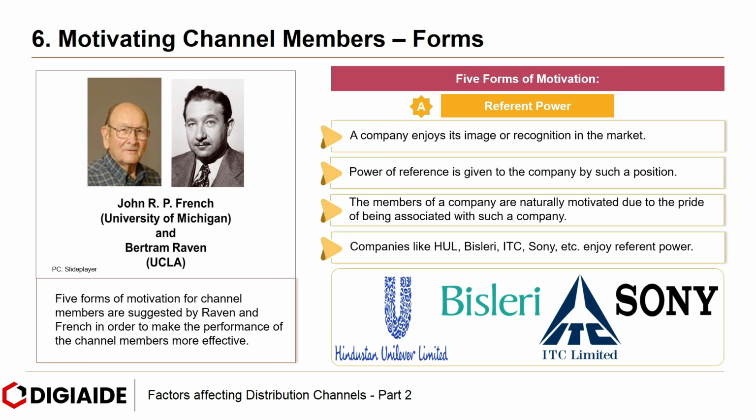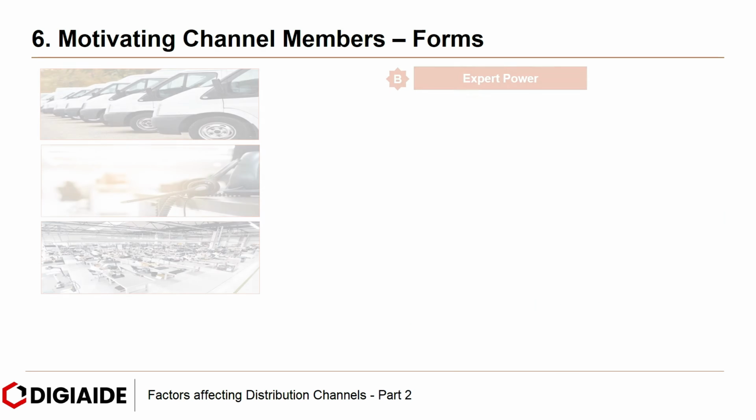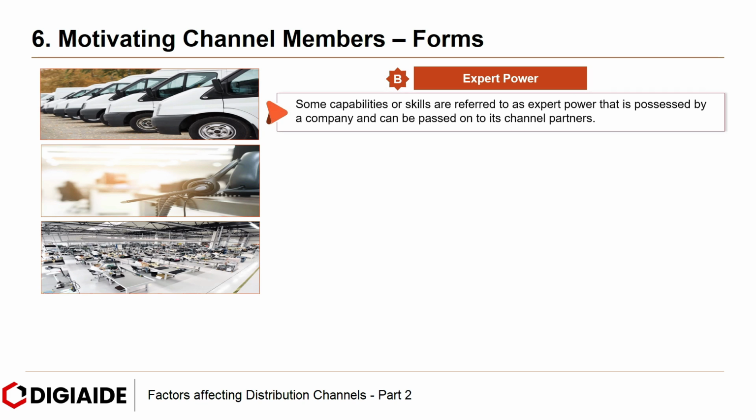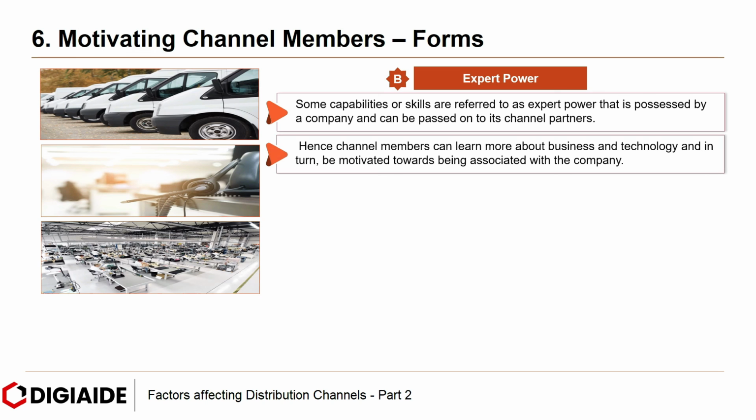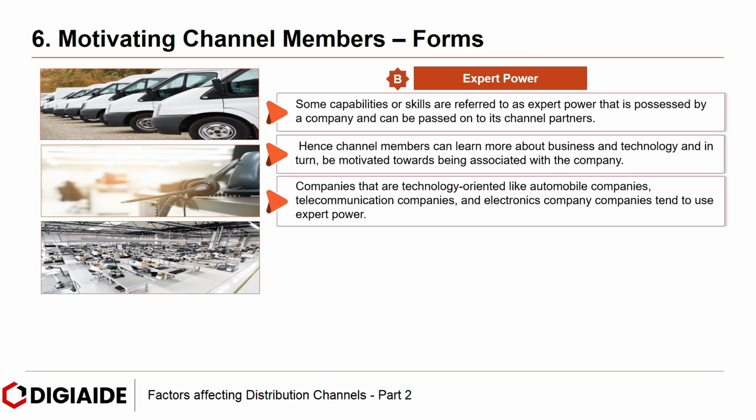Companies like HUL, Britannia, ITC, Sony, etc. enjoy referent power. Next, expert power. Some capabilities or skills are referred to as expert power that is possessed by a company and can be passed on to its channel partners. Hence, channel members can learn more about business and technology, and in turn be motivated towards being associated with the company. Companies that are technology oriented, like automobile companies, telecommunication companies, and electronic companies, tend to use expert power.